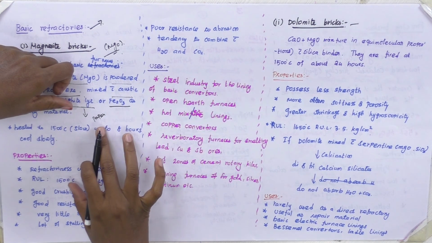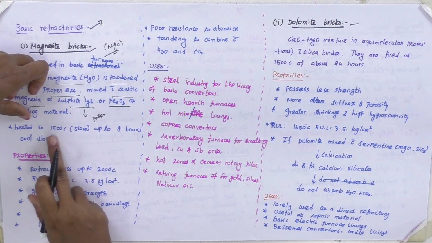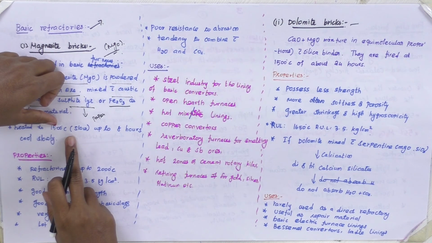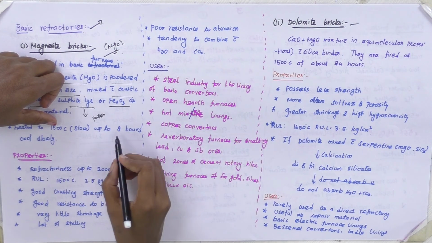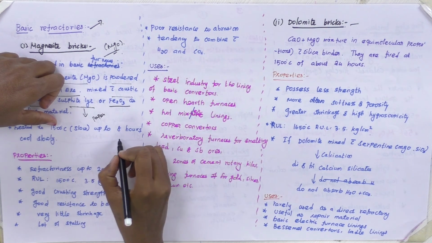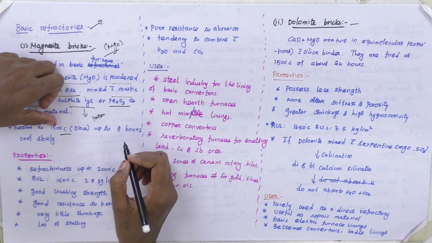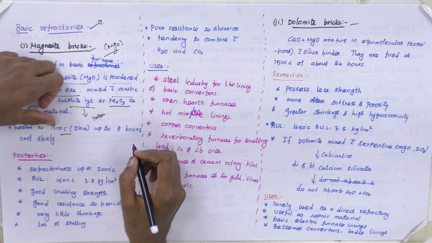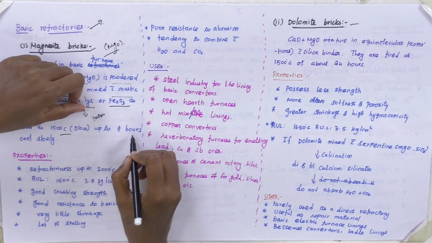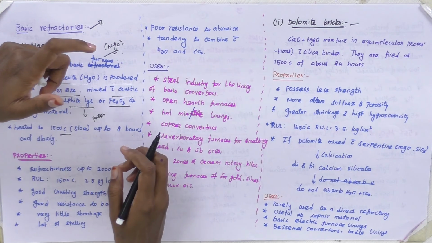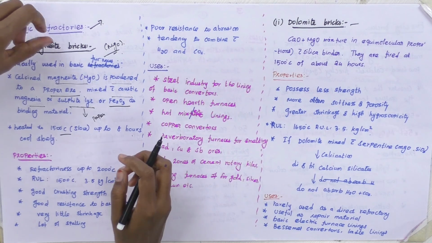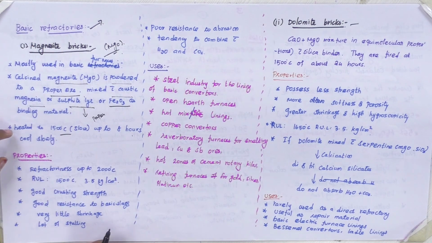After mixing and molding, we heat the magnesite bricks slowly up to 1500 degrees Celsius. Then we maintain that 1500 degrees Celsius for 8 hours. After the 8 hours we have to cool slowly to get a perfect structure, or perfect crystalline nature, of the magnesite bricks. Next we are moving to the properties of magnesite bricks.